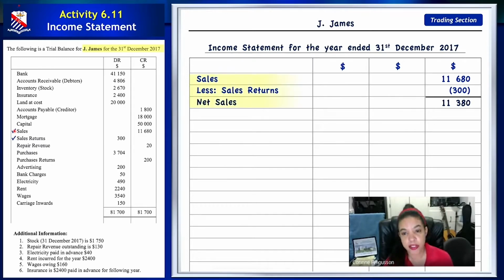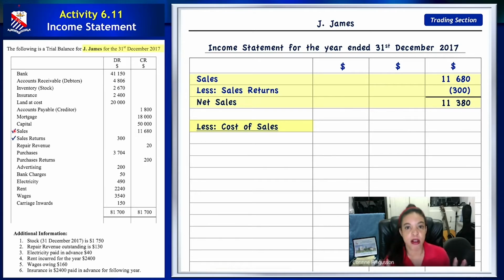So now that you have finished that first very, very easy section, you're going to go into the cost of sales, less cost of sales. Now, if you remember, gross profit is your sales less your cost of sales. In some questions, they would give you the cost of sales figure and you just simply minus it from your net sales. But in this case, they did not give you that figure. We have to calculate it.